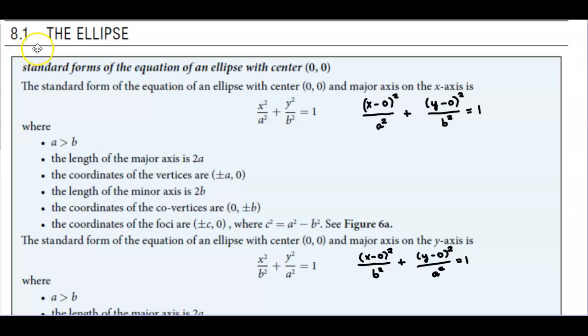In section 8.1, we'll be talking about the ellipse. Standard forms of the equation of an ellipse with a center at 0, 0. The standard form of the equation of an ellipse with center 0, 0 and a major axis on the x-axis.